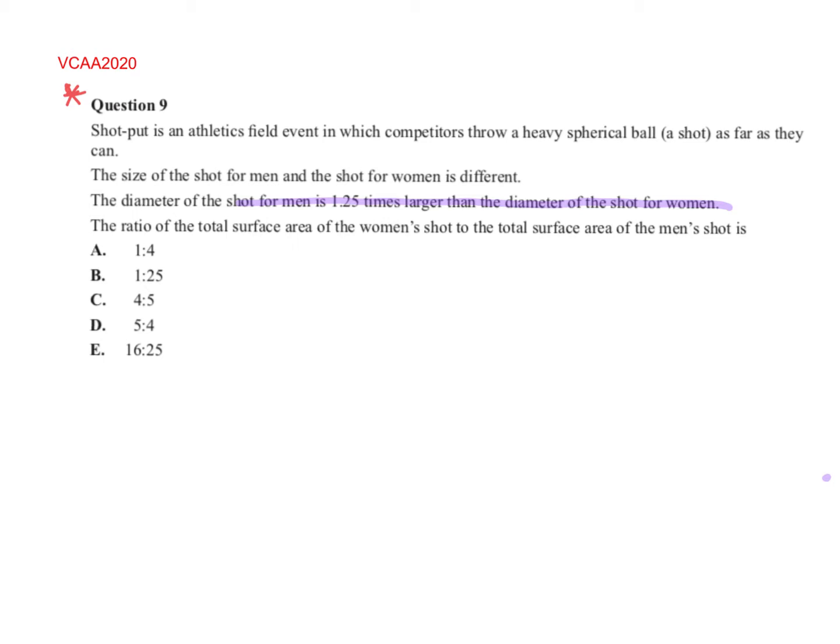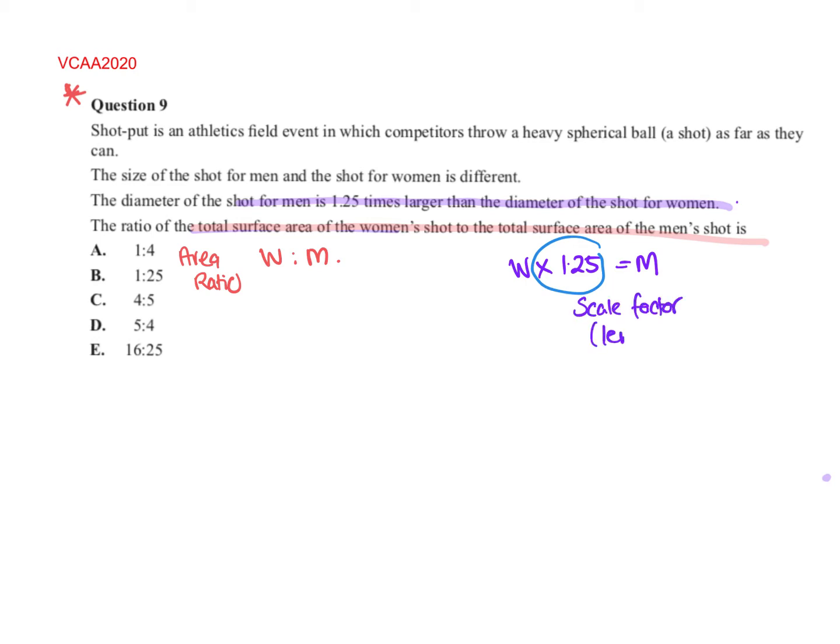So the question here: surface area of women's to men. So we need to think, all right, we're going to need area ratio, and we want to write it women's to men. So up here highlighted in the purple, they gave us a length. They said that if you had the women's and you times it by 1.25, you get the men's shot put. So really we got given a ratio. This is like the scale factor, or the length ratio.